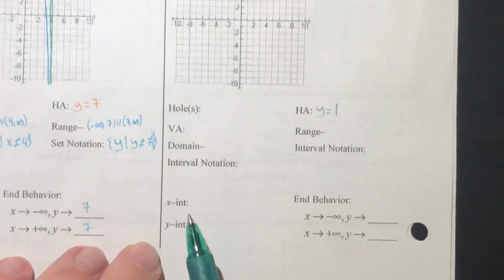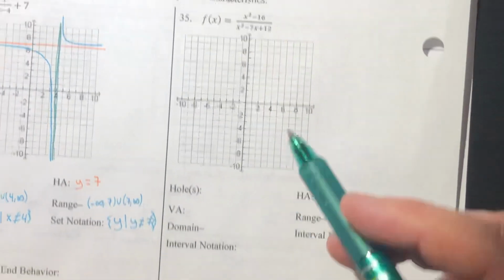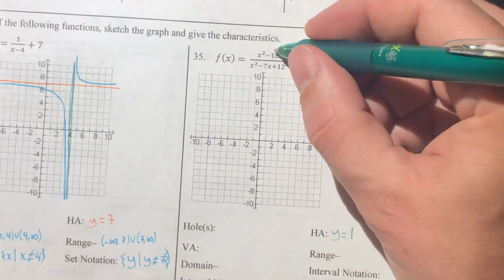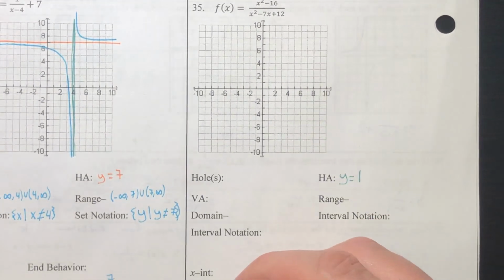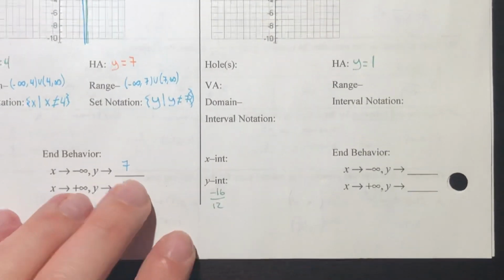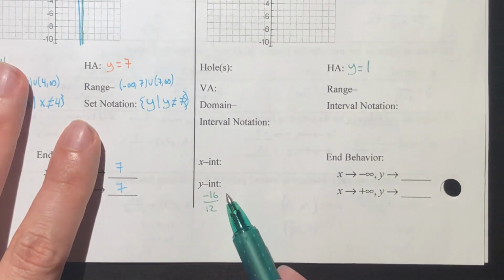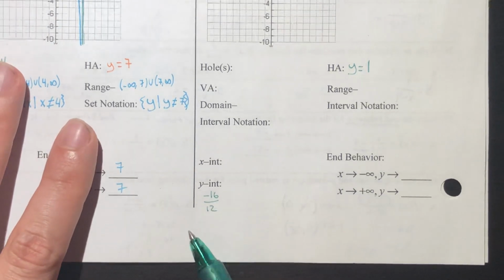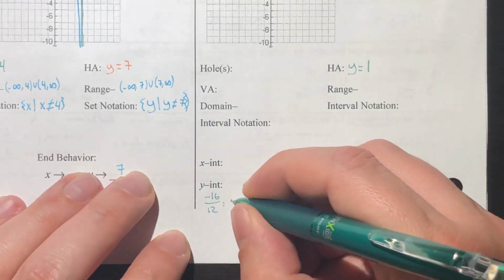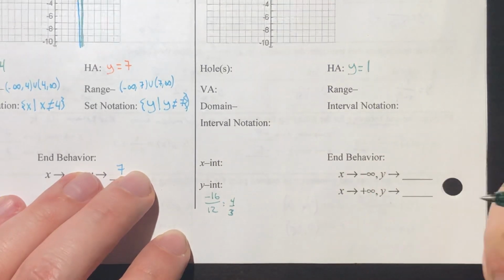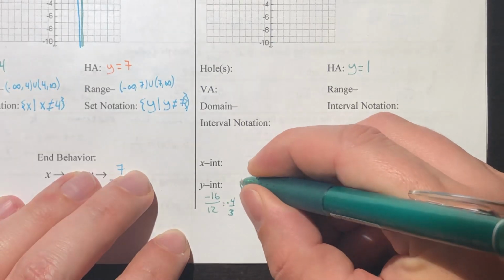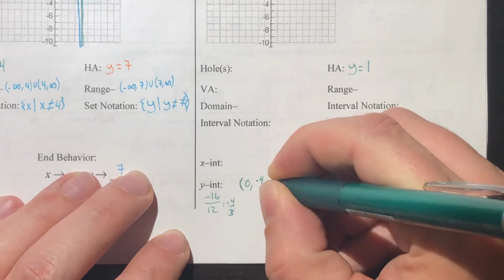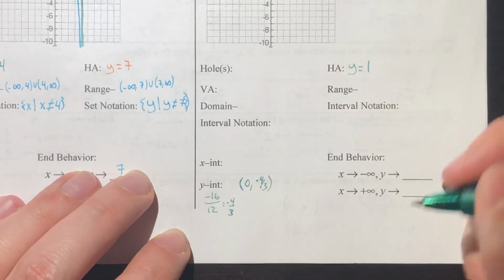My y-intercept down here, I look at the last values. Negative 16 divided by negative 12. Sorry, not negative 12, just normal 12. Okay, negative 16 divided by 12. You can simplify that. Both those are divisible by 4. So that'd be negative 4/3, and the y-intercept. So it's going to be 0, negative 4/3.